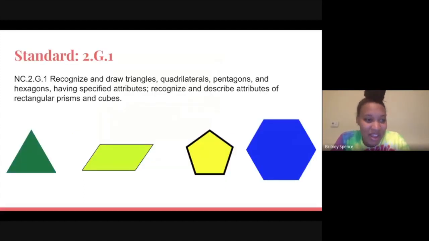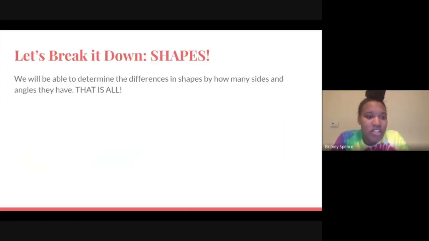Okay, so this week our standard is 2.G.1. We're going to recognize and draw triangles, quadrilaterals, pentagons, and hexagons having specified attributes, and also recognize and describe attributes of rectangular prisms and cubes. So, let's break it down. What are we talking about? Shapes. We will be able to determine the differences in shapes by how many sides and angles they have. That is all.